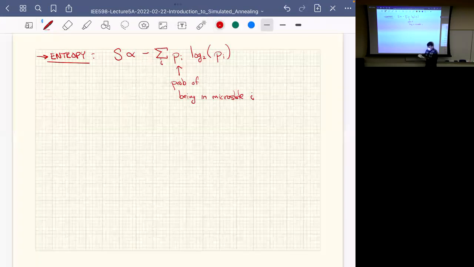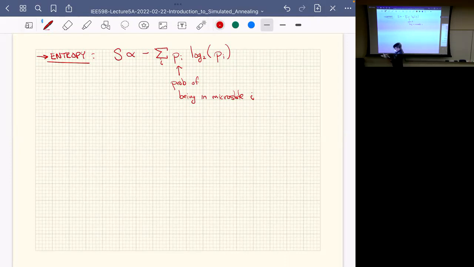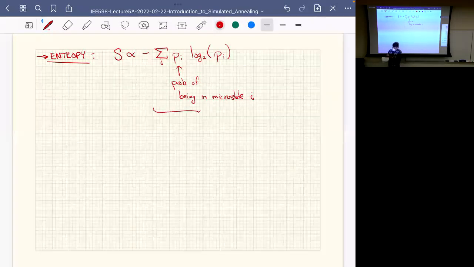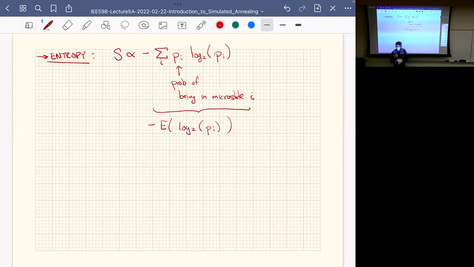I can rewrite that in a number of different ways. I could also write this as the negative expected value of the log base 2 of the probabilities of the different microstates. Because of the way logarithms work, this is the expected value taken over the probability distribution, or I can write it as the positive expected value of log of 1 over p_i.